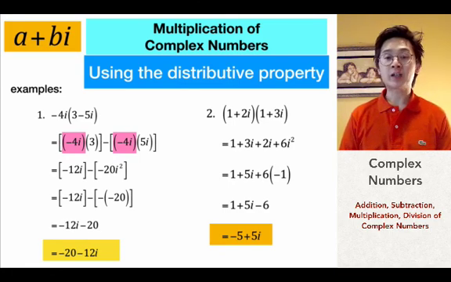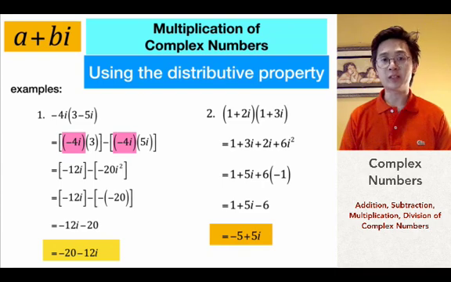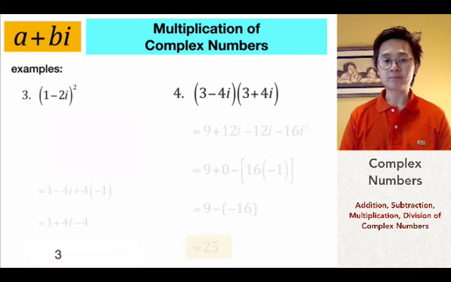So in multiplying complex numbers, it is quite similar to multiplying polynomials using the FOIL method and the distributive property.